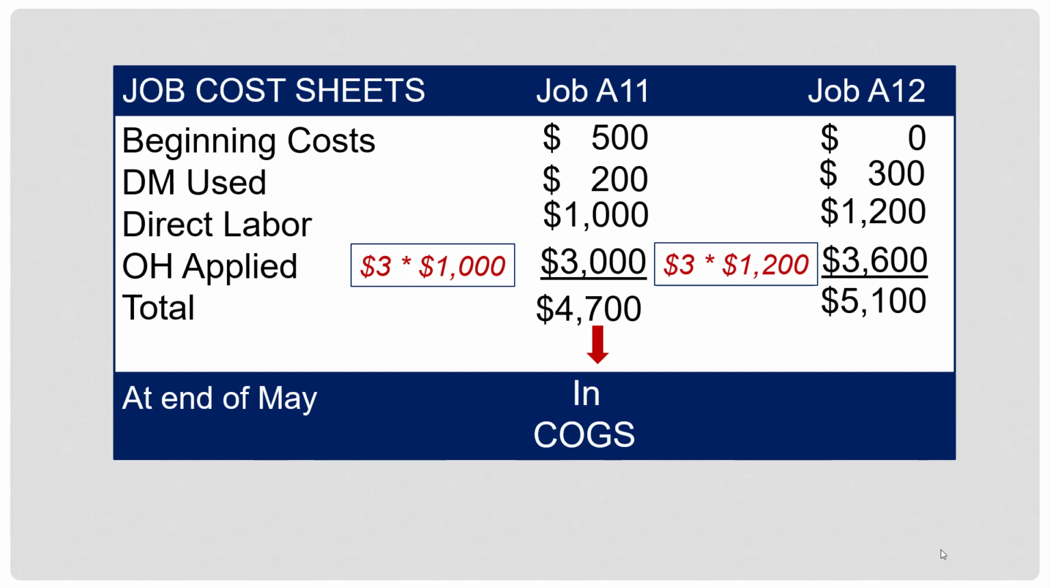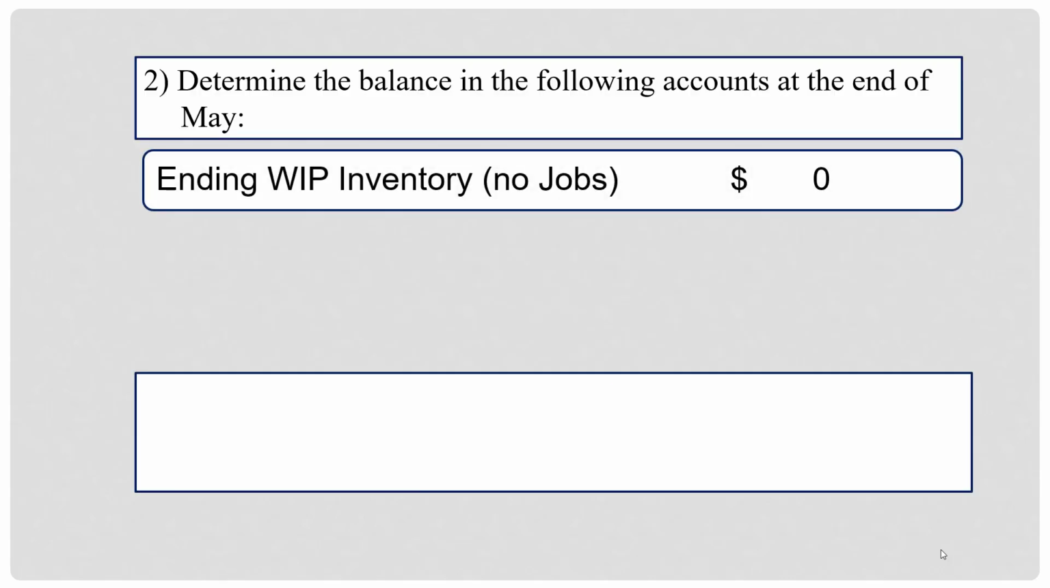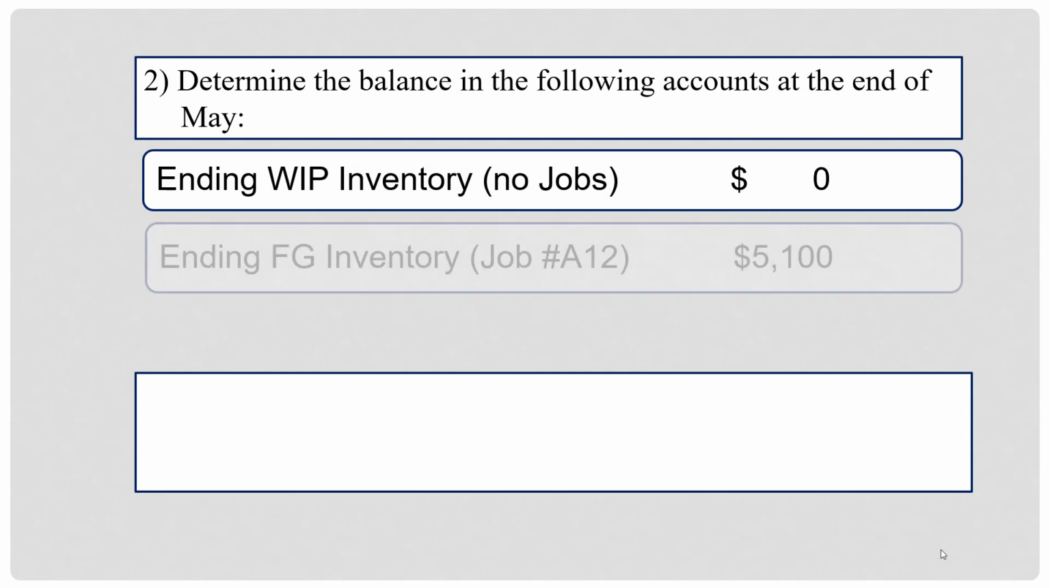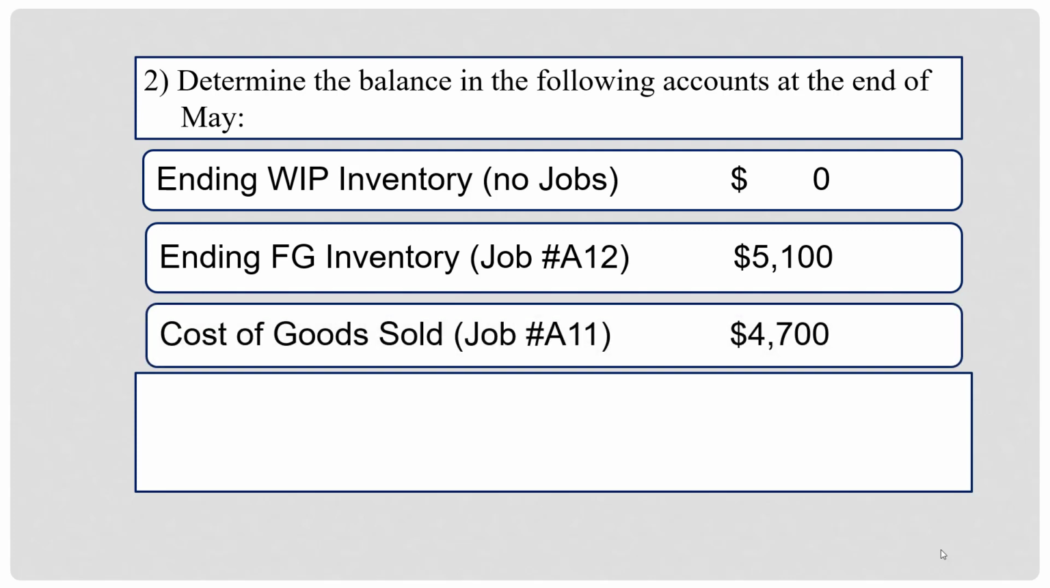Job A12 was completed, but there was no mention of selling it. So it is in ending finished goods at the end of the period. We worked on 2 jobs, and one is in cost of goods sold and one is in ending finished goods. So when we go back to answer the question, ending work in process inventory is no jobs, so it has a 0 cost assigned to it. Finished goods inventory includes job A12 with cost of $5,100, and cost of goods sold is for the cost of job A11 at $4,700. Note that this is before adjustment.